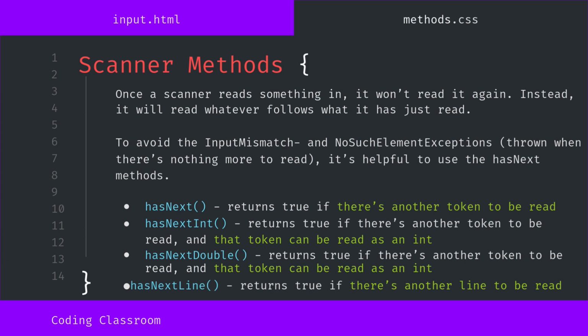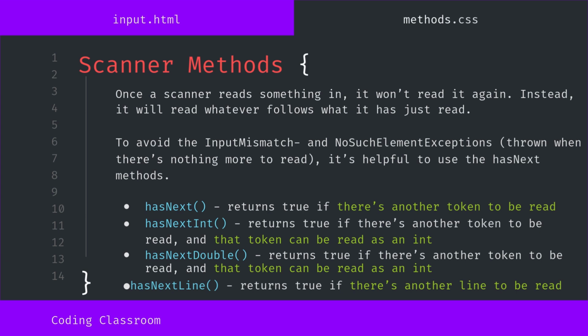hasNext returns true if there is another token to be read. This is a general method that checks whether there's more input available. hasNextInt returns true if the next token can be read as an int. It's useful for making sure the user has entered a valid integer before attempting to read it with nextInt. This helps avoid the InputMismatchException. hasNextDouble. Similar to hasNextInt, this method checks if the next token can be read as a double. It's particularly helpful when reading floating point numbers to avoid errors.